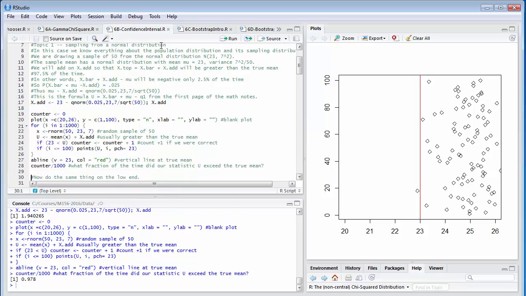If we take counter divided by 1,000, we see that 978 times out of 1,000 we computed a quantity u that was greater than the true mean.